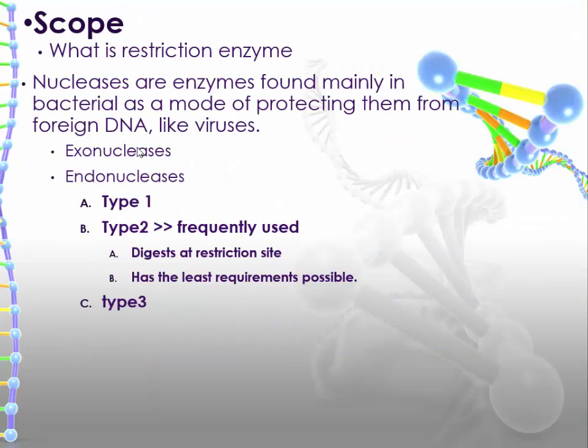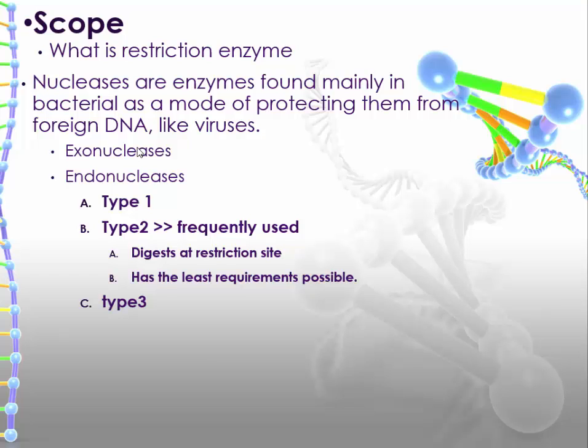So if you ask yourself what is a restriction enzyme, they are actually called nucleases, and they are enzymes that are mainly found in bacterial cells, and they use restriction digestion in order to protect themselves from foreign DNA like viral DNA. There are two main categories of restriction enzymes in bacterial cells.